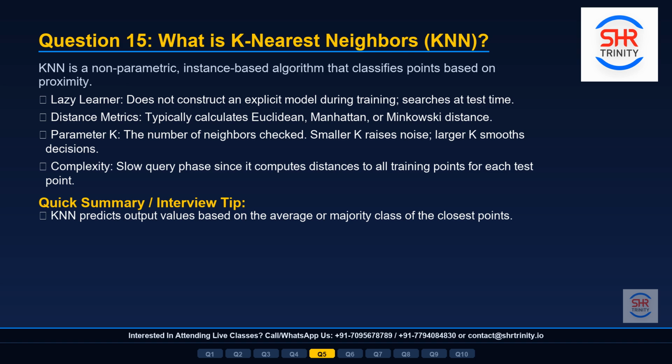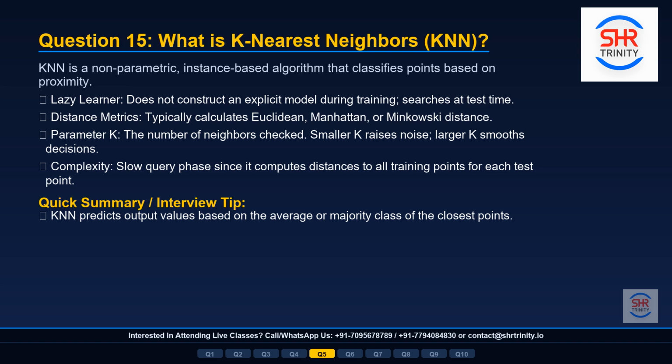It then identifies the k closest training instances. For classification, the final prediction is the majority class label among these k neighbors. For regression, it is the mathematical average of their target values. The parameter k is crucial. A small k, like k equals 1, is highly sensitive to noise and can overfit. A large k smooths out the decision boundary but might include points from other classes.